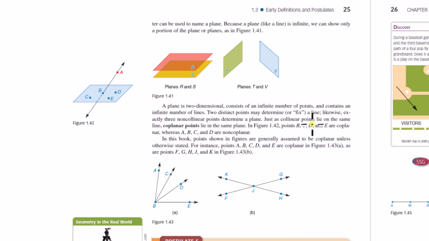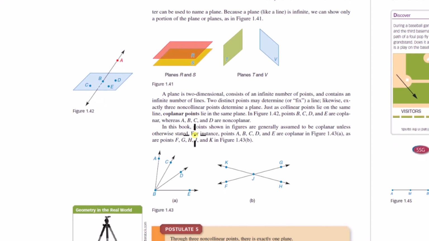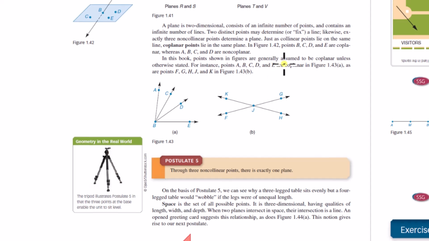Just as collinear points lie on the same line, coplanar points lie in the same plane. In figure 1.42, points B, C, D, and E are coplanar, whereas A, B, C, and D are non-coplanar. Yeah, B, C, D, and E are coplanar, but if you include A in that, then it's not going to be coplanar. A is not in the plane. In this book, points shown in figures are generally assumed to be coplanar unless otherwise stated. For instance, points A, B, C, D, and E are coplanar in figure 1.43a, as are points F, G, H, J, and K in figure 1.43b.